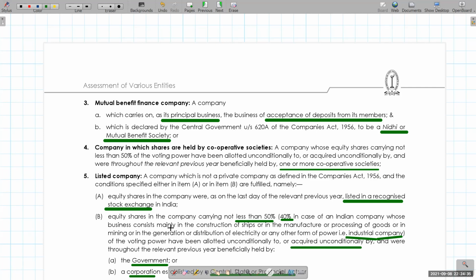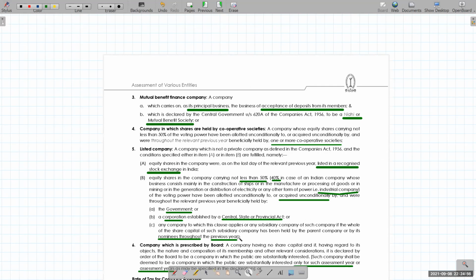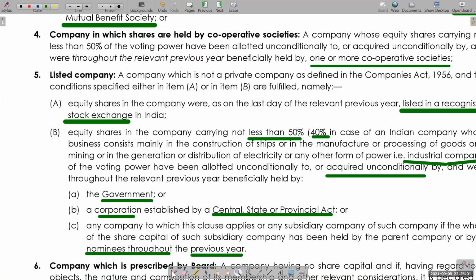And the next point is if the equity shares in the company carrying 50% of voting rights are held unconditionally by the government or a corporation established by a central or state Act. So if it is a government company, we have seen the definition of government company, right? Like that, if 50% of the shares' voting rights is with either the government or a corporation established by a central or state provision Act, or any company which is a subsidiary of this company.